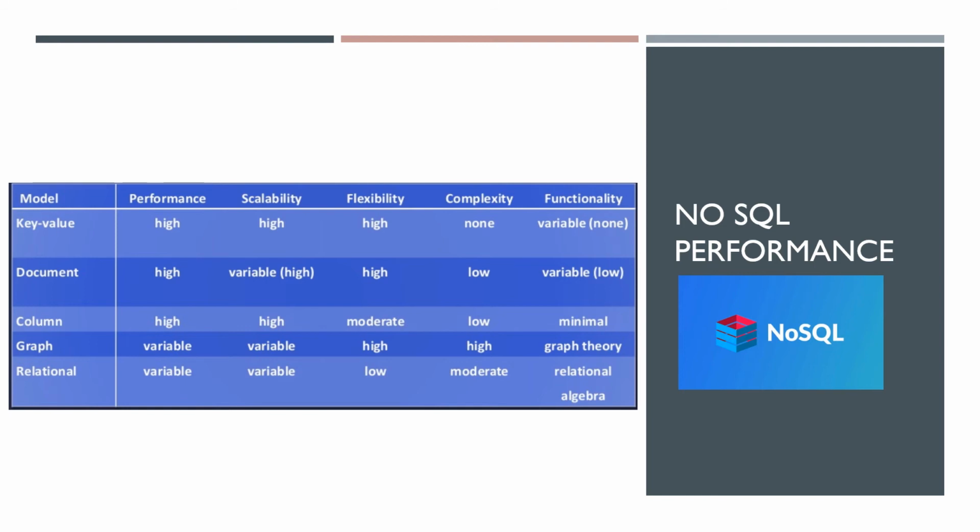For the column, we have high performance, high scalability, moderate flexibility, low complexity, and minimal functionality. For the graph, we have variable performance, variable scalability, high flexibility, and high complexity, and graph theory for the functionality. For the relational, we have variable performance, variable scalability, low flexibility, moderate complexity, and relational algebra for the functionality.